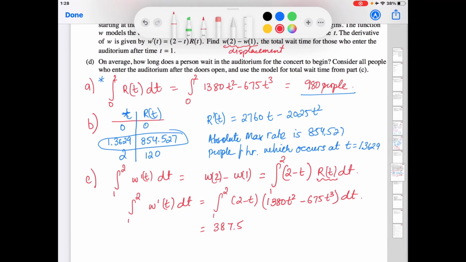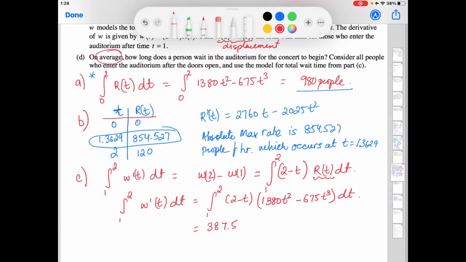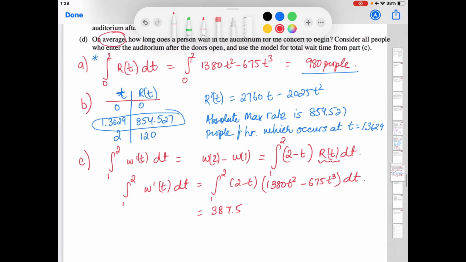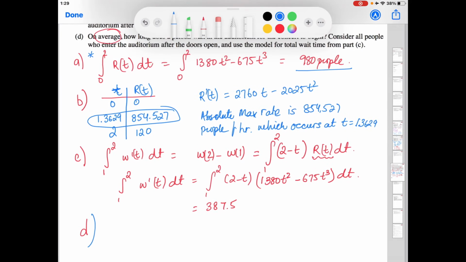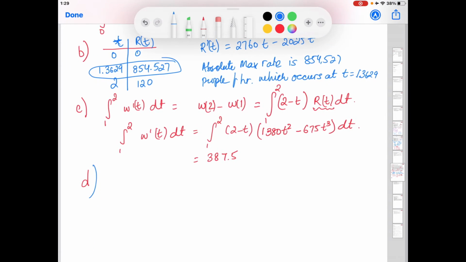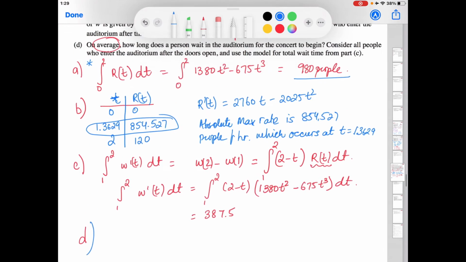Okay, now part D. On average, the minute I see the words on average, I know I'm going to be looking for my average value. On average, how long does a person wait in the auditorium for the concert to begin? Consider all people who entered the auditorium after the doors open and use the model for total wait time from part C. So it's basically asking me for the average value. So how do I find the average value?